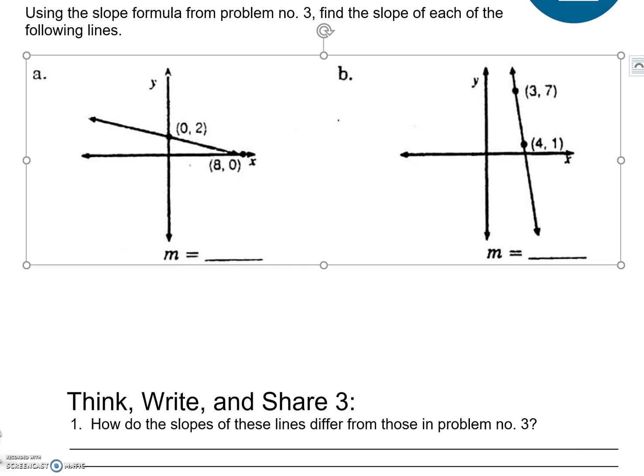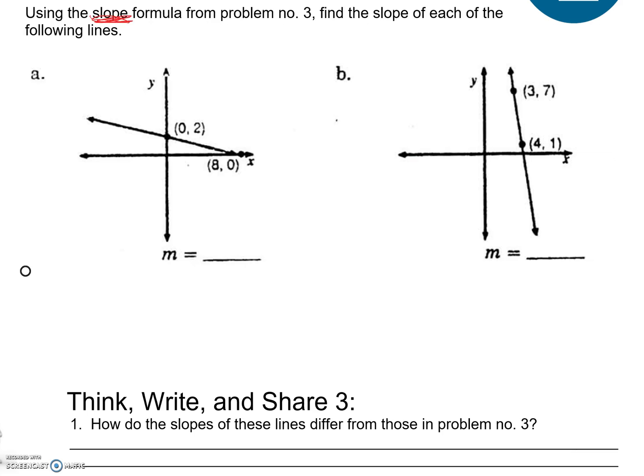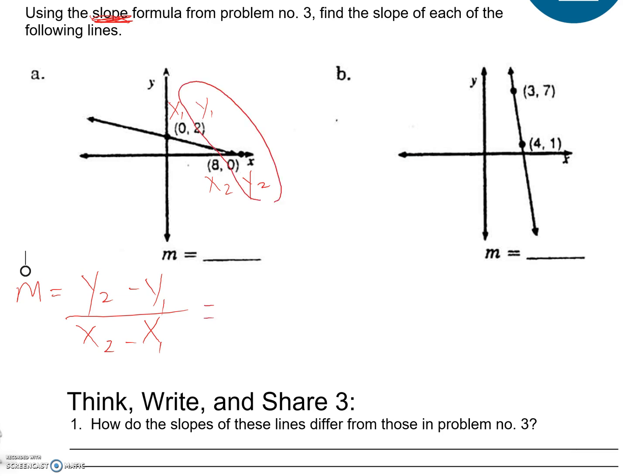Using the slope formula from problem number 3, find the slope of each of the following lines. So whenever you're asked for slope or rate of change, you always want to remember your formula, y2 minus y1 over x2 minus x1. Okay, we'll call one of them, doesn't matter which, x1, y1, and one of them x2, y2. So when we need to subtract y2 minus y1 on top, we're doing 0 minus 2. And when we need to subtract x2 minus x1 on the bottom, we're doing 8 minus 0.